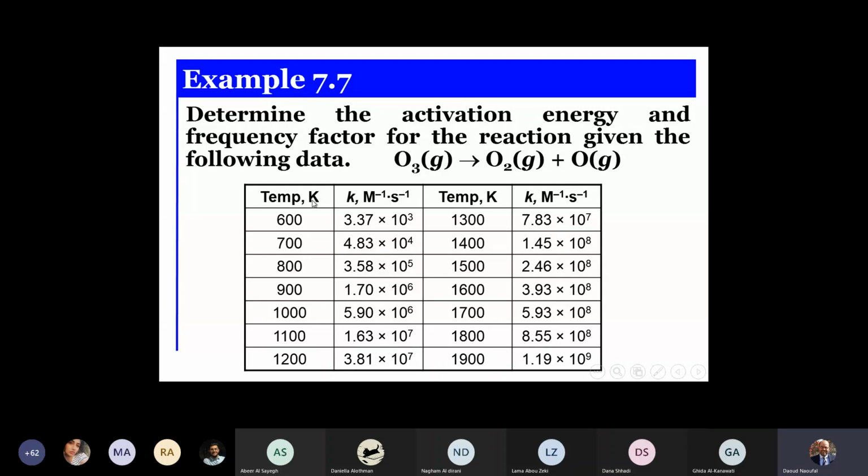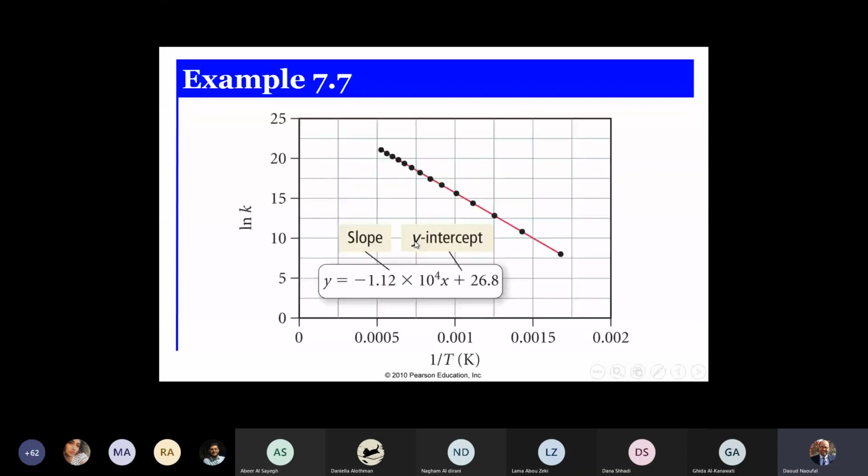Look, as the temperature increases in Kelvin, the rate constant K increases, and this is what we talk about in the Arrhenius equation. In most chemical reactions, when we increase the temperature, the rate constant increases. So we have a table at different temperatures, 600, 700, 800, 900, 1000. Then he did more experiments. So we have a table with the variation of the rate constant as a function of the temperature.